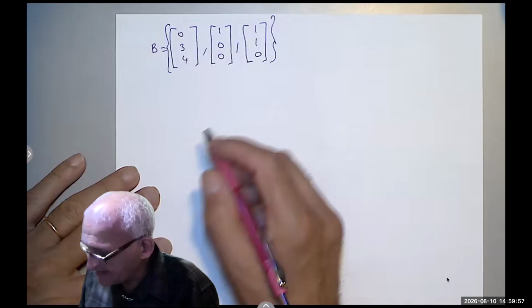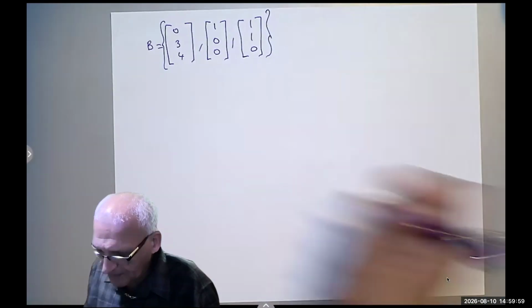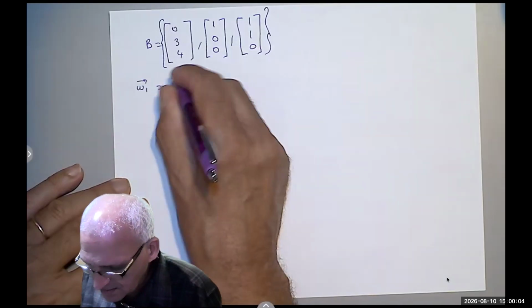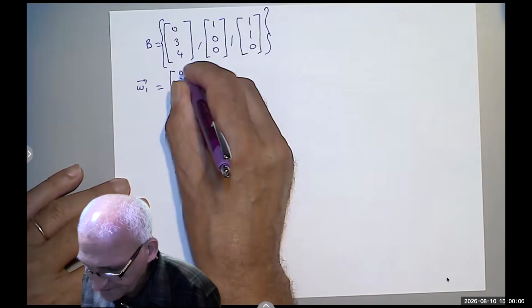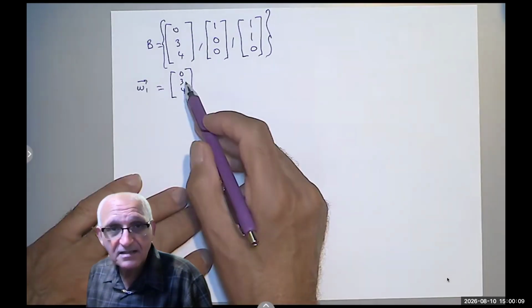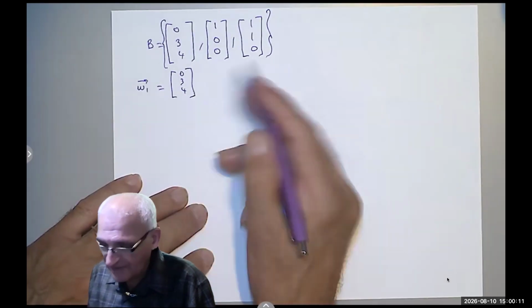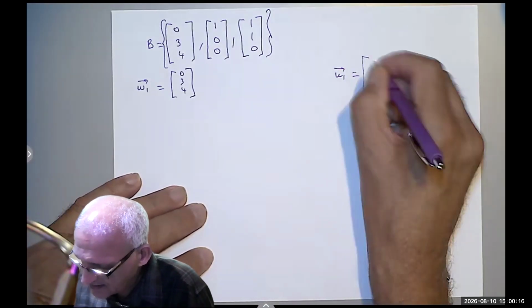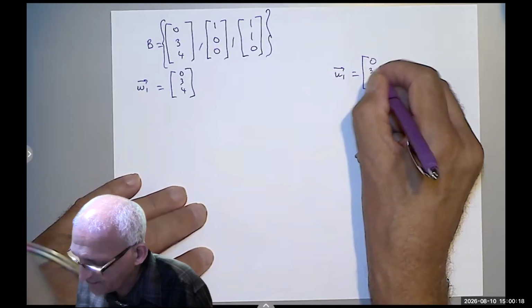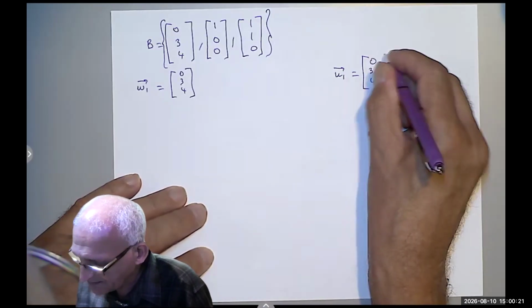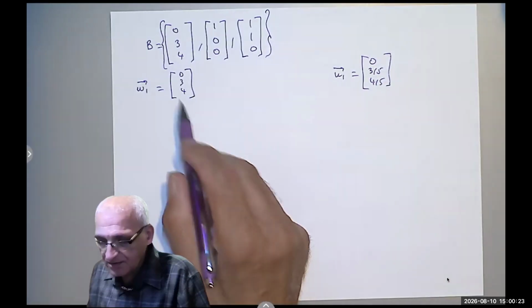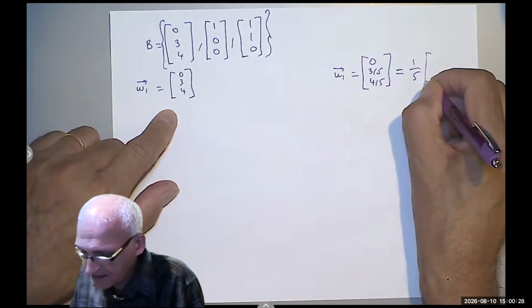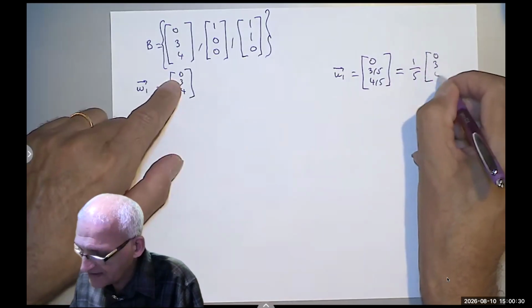So I will start by saying W1 equals 0, 3, 4. Pythagoras says 3 squared plus 4 squared is 5 squared, so I can write U1 right away as 0, 3/5, 4/5. Some people prefer to take the 5 out and say 1/5 so that they leave the 0, 3, 4 as it is. It doesn't matter.